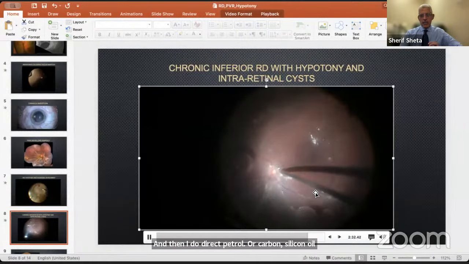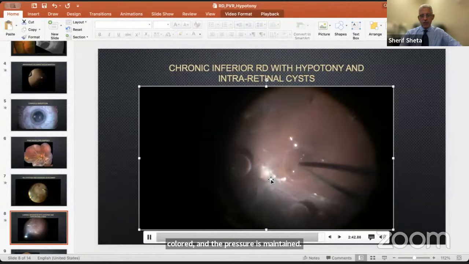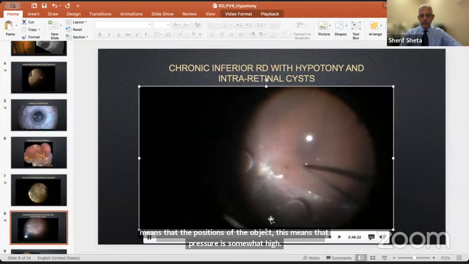You can see that at the same time, the perfluorocarbon bubble is getting smaller, and we're injecting silicone oil simultaneously, and the pressure is maintained. You can see that the pulsations of the optic disc mean that pressure is somewhat high. So I stop injecting and aspirate the last bubble of perfluorocarbon.